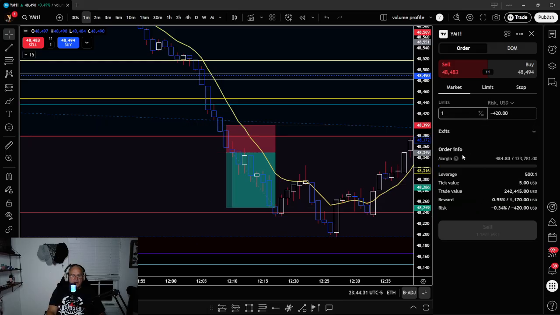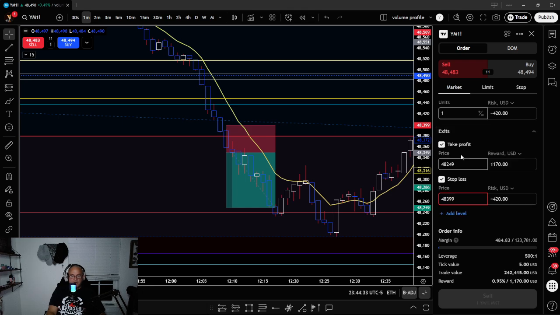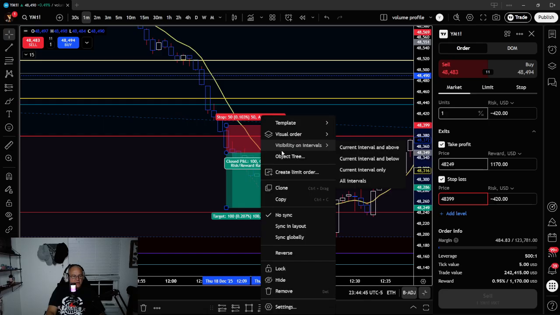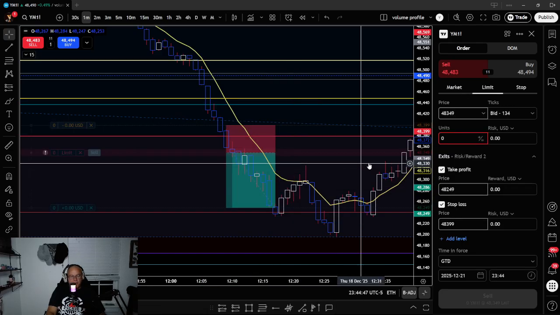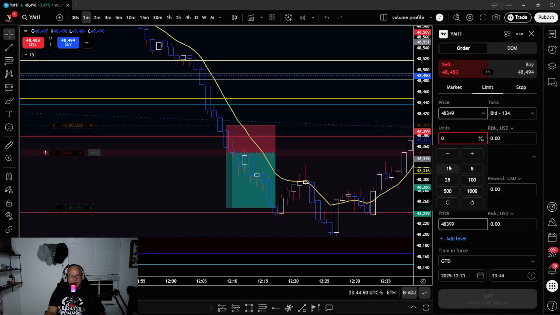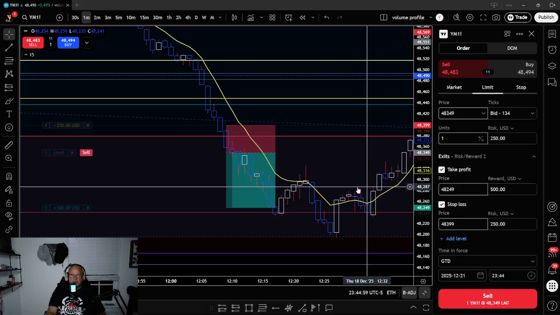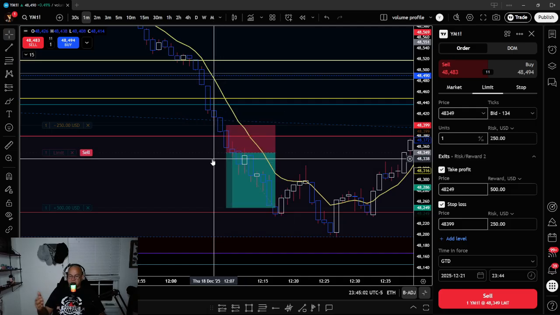Market. What the hell did I touch? Okay, there we go. So I would be risking $125 to make 250. And depending on the account size I'm trading, that's perfectly fine.